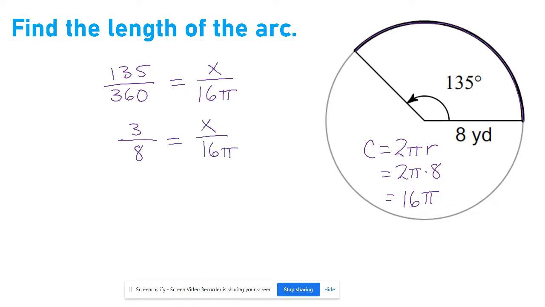Now I will cross multiply. I will take the 16 pi times the 3, and I will get 48 pi over 8 equals x. And then I will divide 48 by 8, and we get 6 pi equals x. And even if you weren't able to simplify that, feel free to use a calculator on this if you need to. It would still work out to 6 pi with the bigger numbers. So 6 pi is the length of my arc that I'm looking for. So that's how you do it. It's all about setting up proportions and using these geometry formulas.